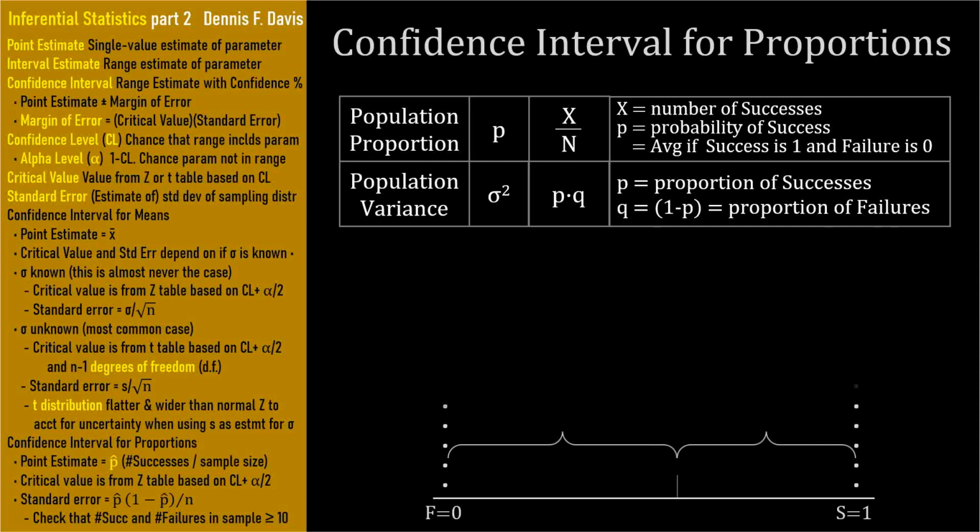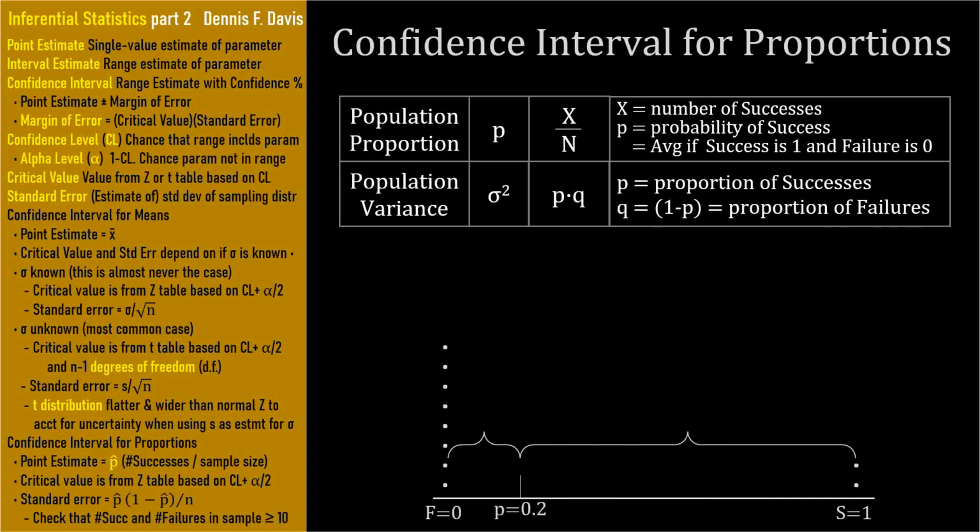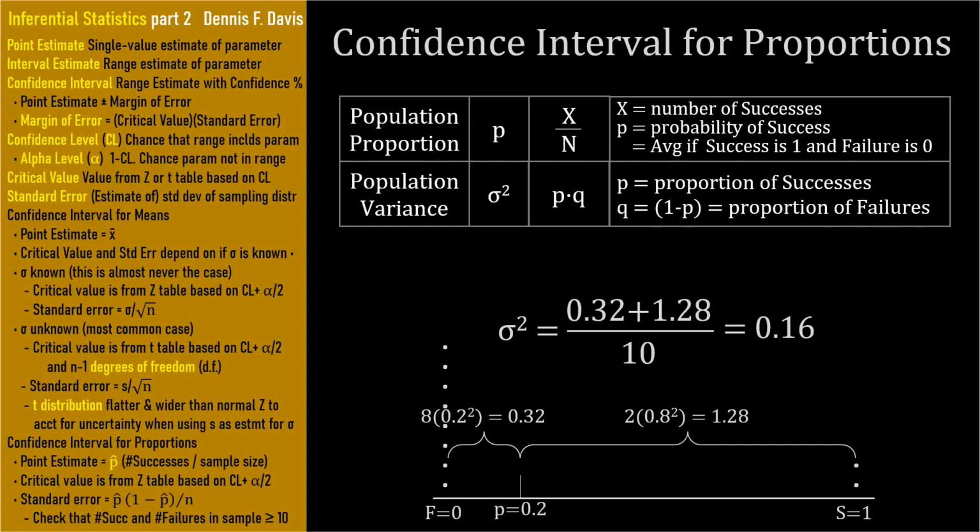Now let's say p equals 0.6. We have 6 successes, each is 0.4 away from p. 6 times 0.4 squared is 0.96, the total squared distance for the 6 successes. We also have 4 failures, 0.6 away from p. 4 times 0.6 squared is 1.44, the total squared distance for the 4 failures. So the proportion variance, sigma squared, is 0.24. One more, let's say p equals 0.2. For successes, 2 times 0.8 squared is 1.28. For failures, 8 times 0.2 squared is 0.32. So the proportion variance, sigma squared, is 0.16.